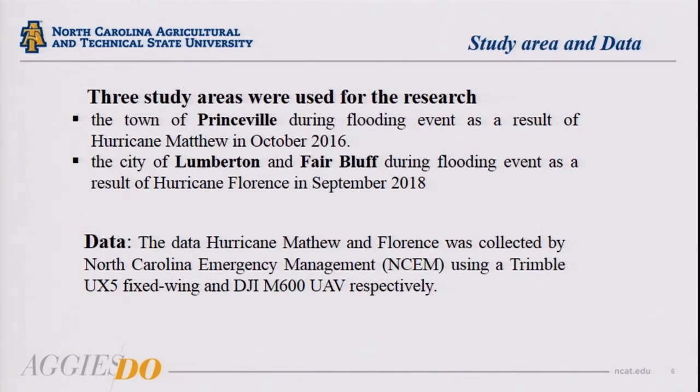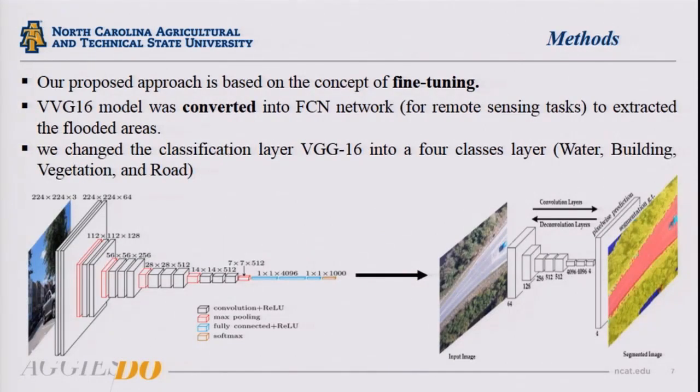So in this study, we use two types of data. The one that we got during Hurricane Matthew, the data is collected over Princeville. The other during Hurricane Florence in Lumberton and Fairfield. This data was collected by North Carolina Emergency Management. So what we did here, we didn't develop a model. There is a model already, VGG. Those models are used to extract features like pen, pencil, not for remote sensing applications.